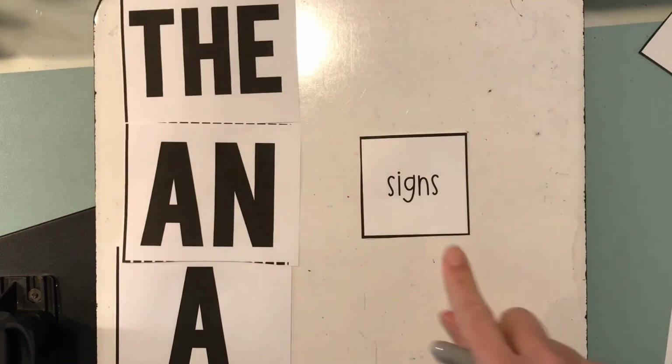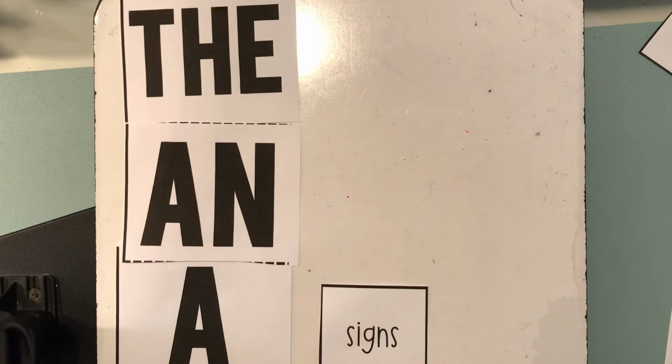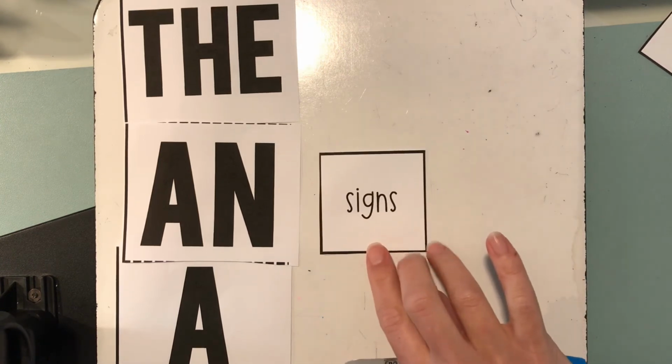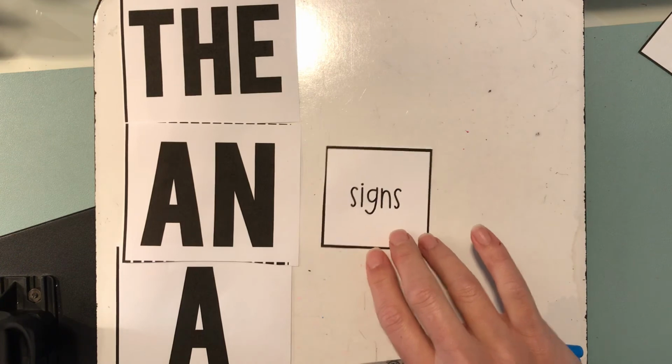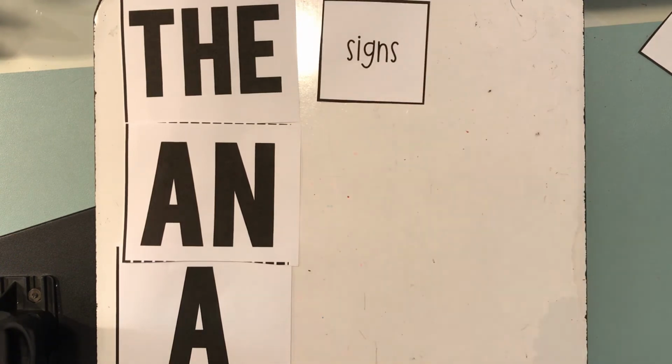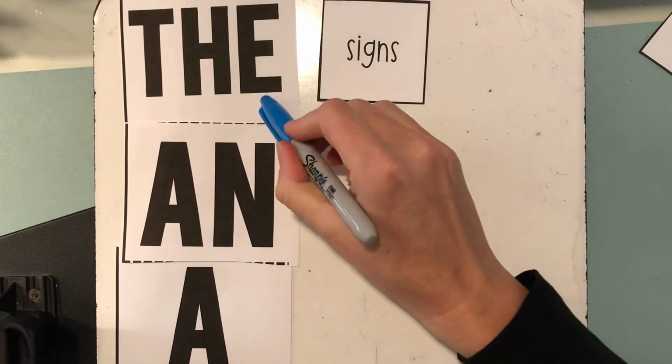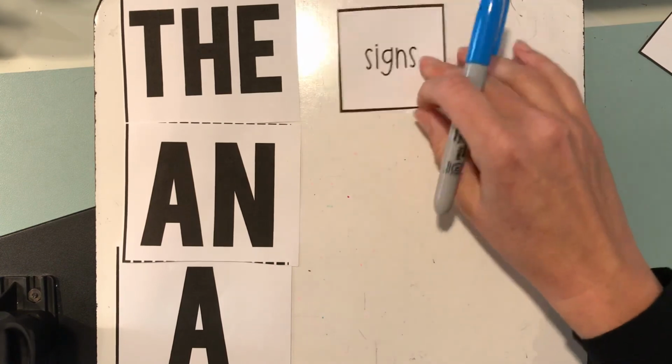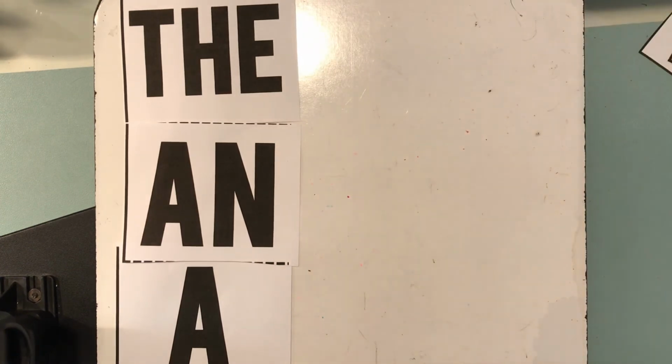So let's see what makes sense. A signs? Well, it begins with a consonant, but that doesn't make sense. A signs are on the street. That doesn't make sense. So I know I'm not going to use a. The signs are on the street? That makes sense, right? So that is the correct article there.